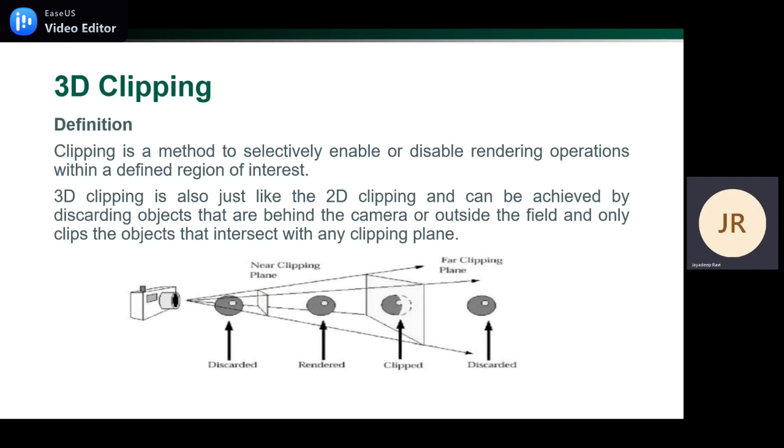Now we'll move on to another topic known as 3D clipping. The definition of clipping is a method to selectively enable or disable the rendering operations within a defined region of interest. Basically, clipping means that before projecting, we need to eliminate the portion of the scene that is outside the viewing frustum. It is the same as 2D clipping, and it can be achieved by discarding objects that are behind the camera or outside the field.